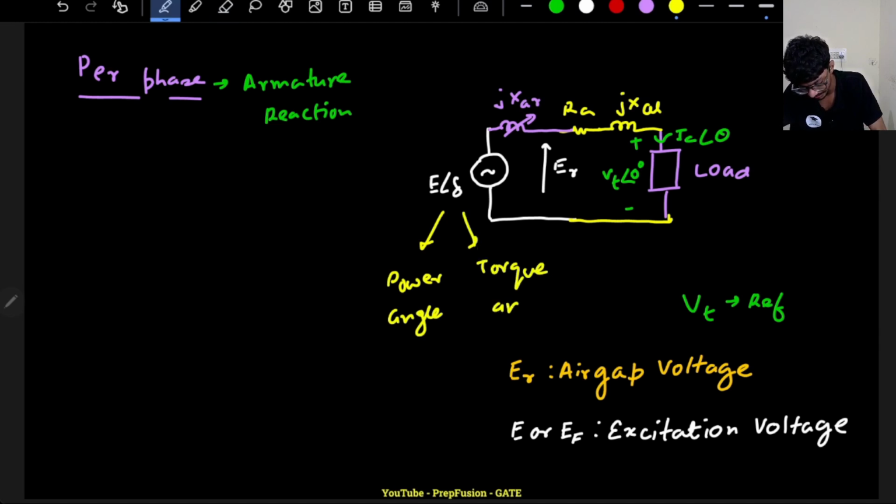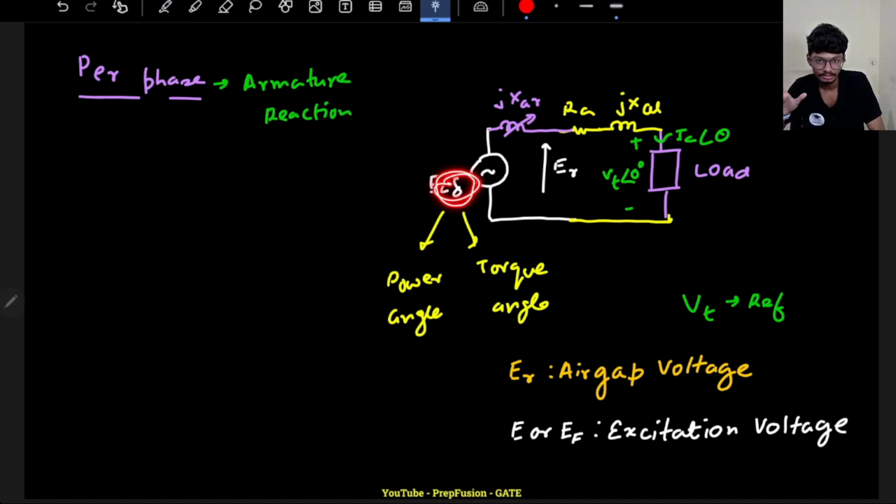Why is it called the torque angle or power angle? Because in this delta, the information about the active power is hidden. I will prove it to you when we study the power flow. Just for a second, trust me on this, that this delta actually has hidden information regarding the active power flow. I will explain this when we discuss power flow in synchronous machines, generator and motor. Just trust me for a second.